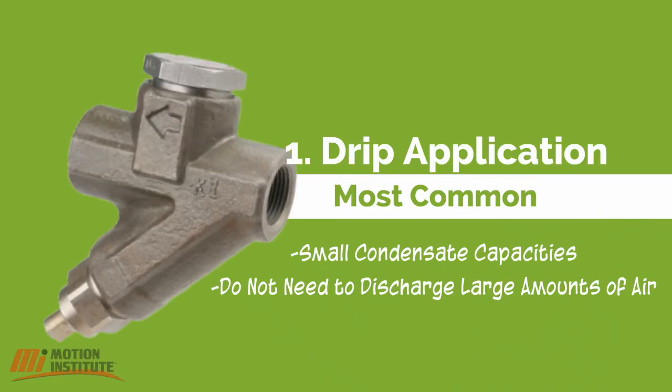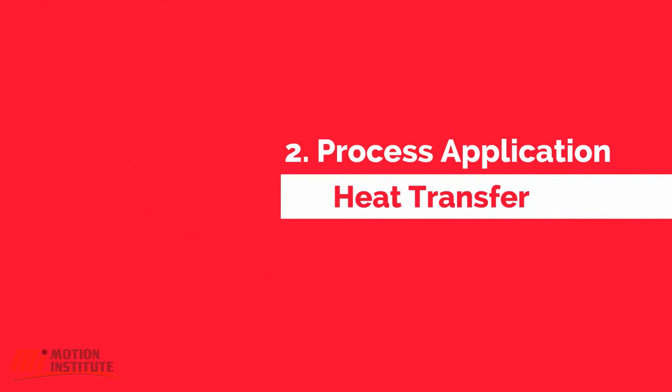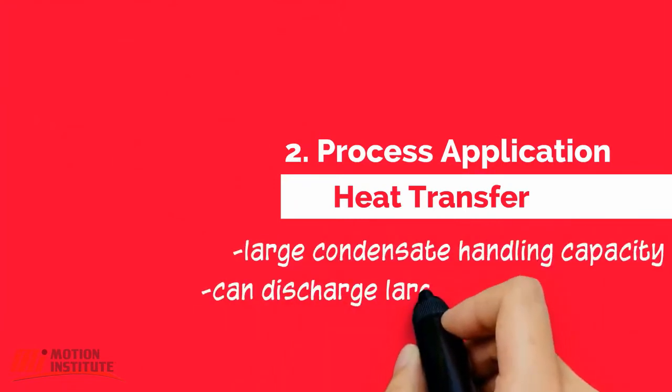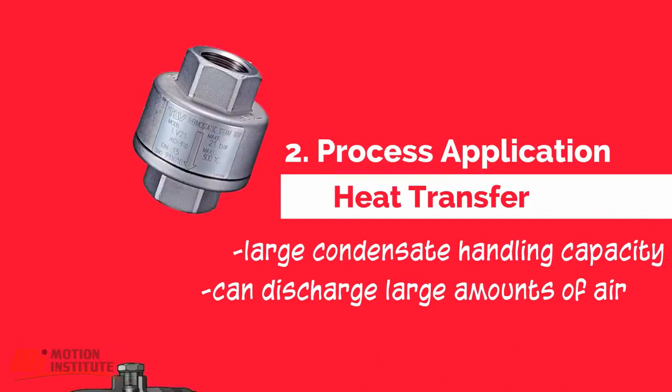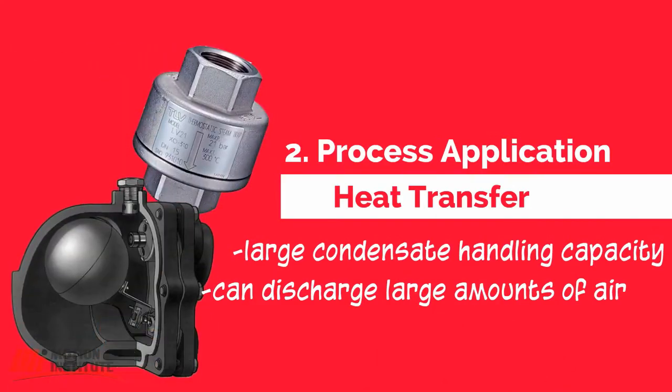Process trap applications refer to removing condensate and air directly from a specific heat transfer process, such as a heat exchanger. Generally speaking, traps used for this process application require large condensate handling capacity and also need to be able to discharge large amounts of air. The most common trap choices for process applications are float and thermostatic traps.